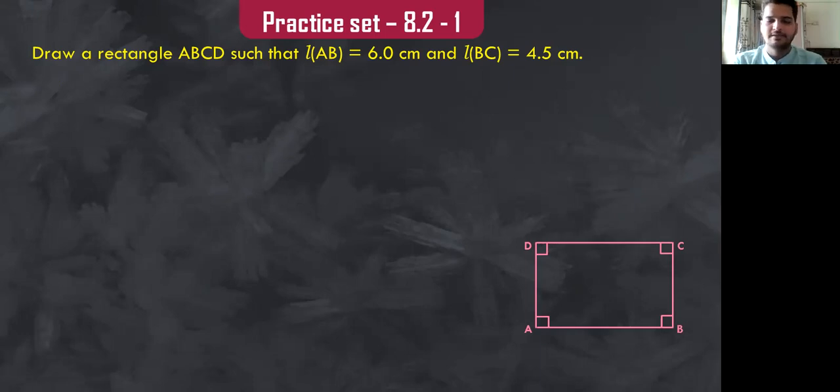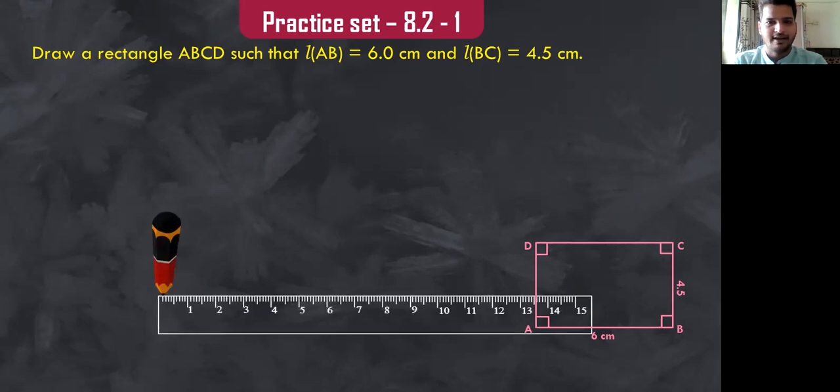Name it as ABCD, where AB will be the base. What is the value of AB? 6. So we'll mention it as 6 centimeters. What is the value of BC? 4.5. So BC is 4.5 centimeters.